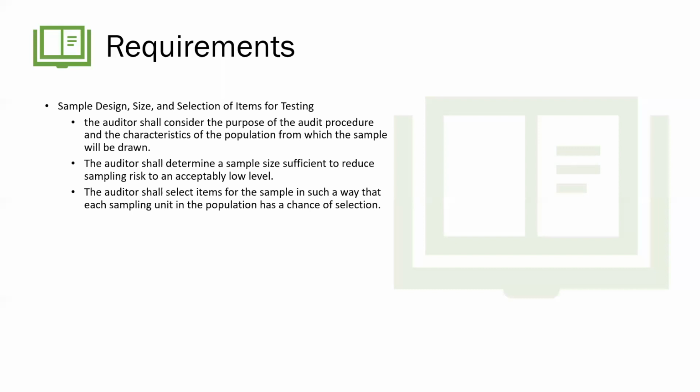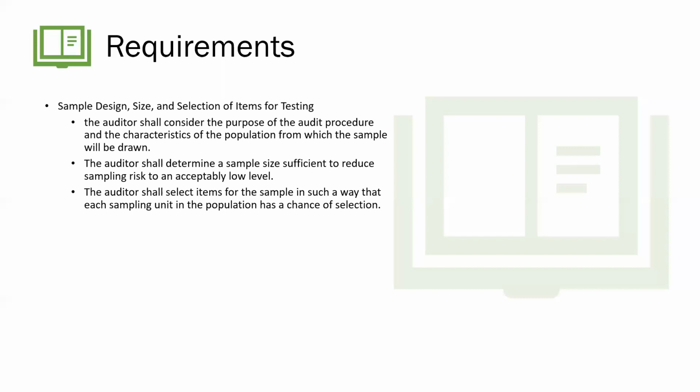That way we know that the sampling population that we're going to select a sample from is complete, and it gives every item a chance of selection. Now, this does not mean that every item has an equal chance of selection. It means that every item has a chance. Having a chance means that there is no item excluded from the population.